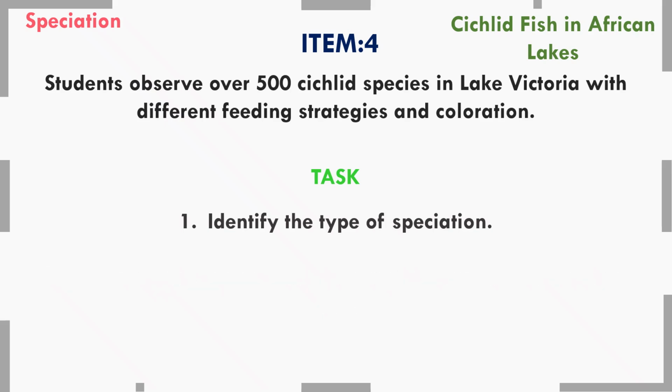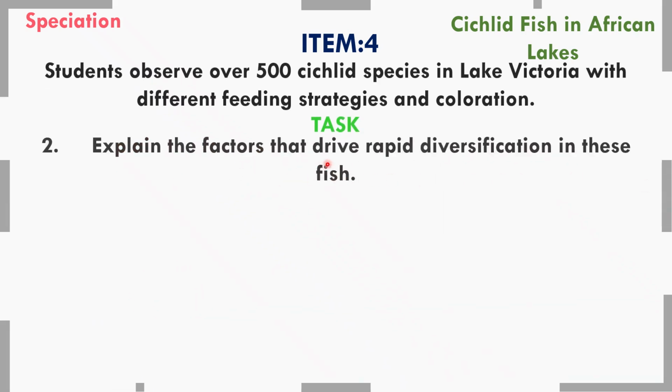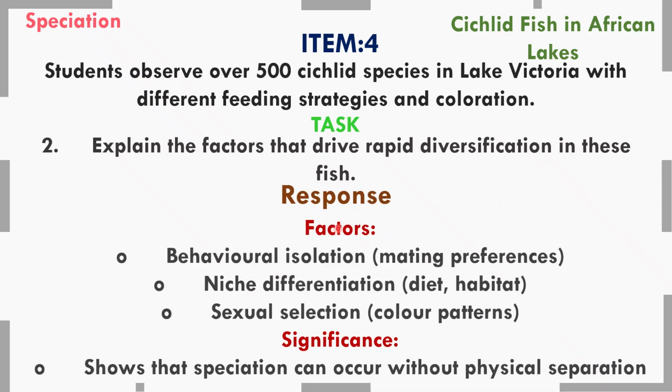Let's start with identifying the type of speciation. The type of speciation is sympatric speciation. This occurs in the same geographical area. Explain the factors that drive rapid diversification in these fish. Factors: behavioral isolation, mating preferences, niche differentiation, diet, habitat, sexual selection, color patterns. Significance: it shows that speciation can occur without physical separation.